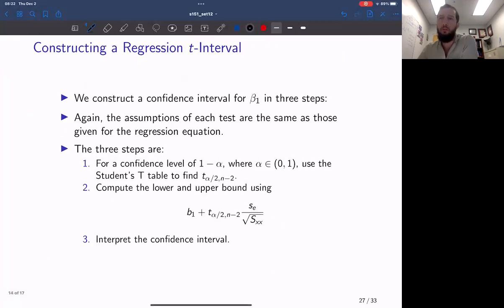Okay, we can also build a confidence interval about B1. This is going to be done in a fairly natural way given the definition of the hypothesis test. Step 1, find your t value. Step 2, build the interval. The form is shown on slide 27. Step 3, interpret the interval, and this would be done in the usual way.